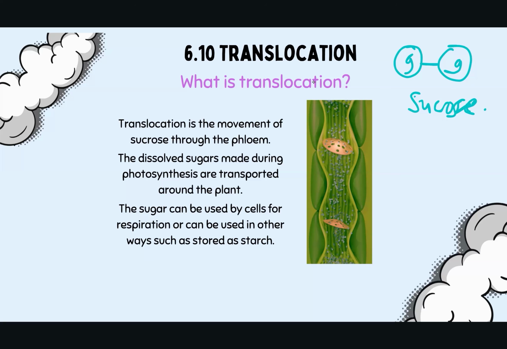So translocation moves around the sugars through the body. The dissolved sugars made during photosynthesis are transported around the plant. Why? For respiration. The sugar can be used by cells for respiration, or it can be used in other ways, such as stored as starch. It can be used to make protein. Glucose is also used to make starch that you have inside potatoes, etc. It is used to make cell wall. So cellulose is made from glucose.